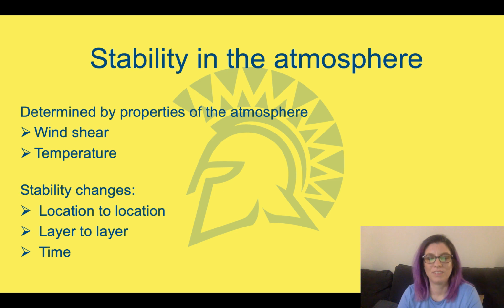Now, there's a couple of things that can determine the stability in the atmosphere. First, we have wind shear and temperature. These can determine how stable an atmosphere will be. But stability also changes from location to location, horizontally. It'll also change vertically from layer to layer. And it can change from time to time, because the atmosphere is constantly moving. It's not ever staying in one place. If you wait long enough, it can change.